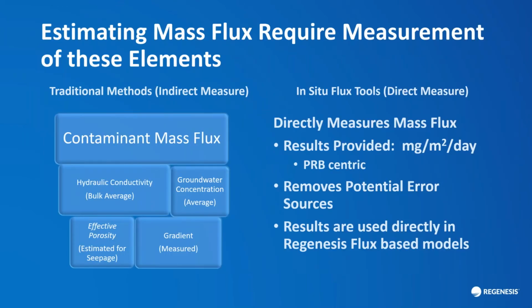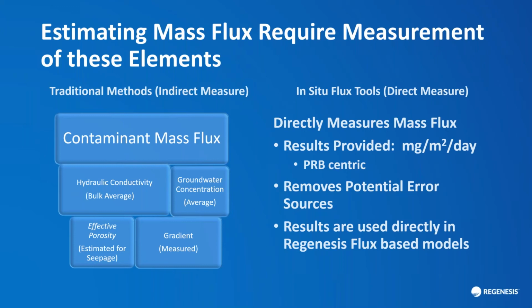So if we think about estimating mass flux using traditional methods, that's what I'm going to call it, it's an indirect measure. If we view contaminant mass flux as a wall with underpinning bricks, the contaminant mass flux is made up of a hydraulic conductivity number, which you've gained either through an extraction test or a slug test. The results are presented as a bulk average. Again, recall the figure I just showed you. Groundwater concentration is also an average. You can think about the sampling of your well as the view of the concentrations that all these various units have contributed.